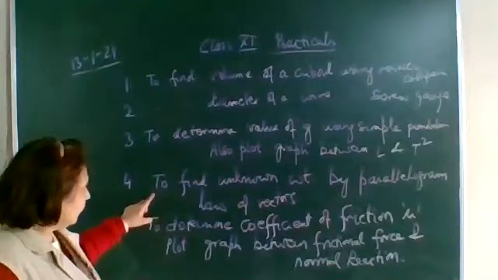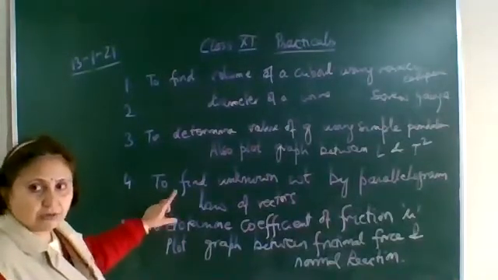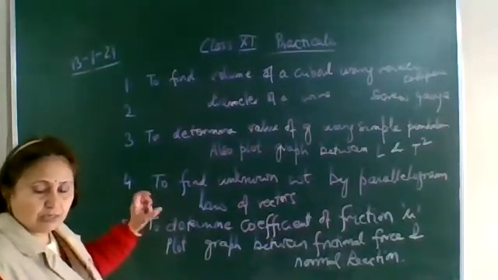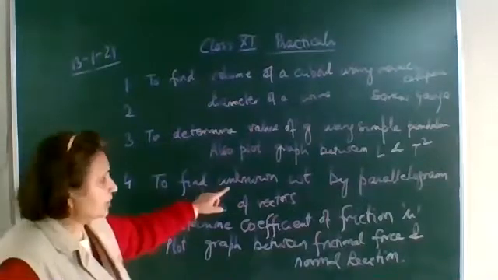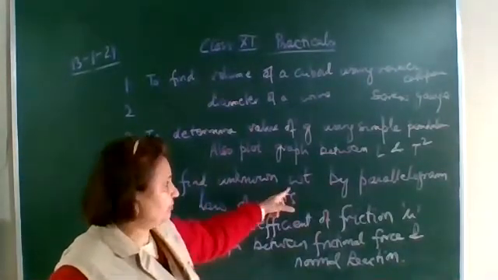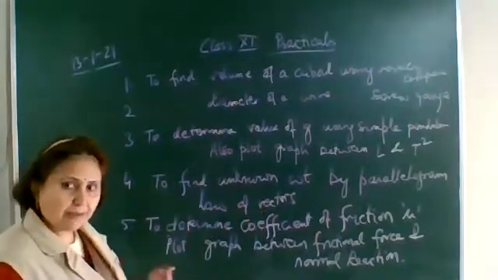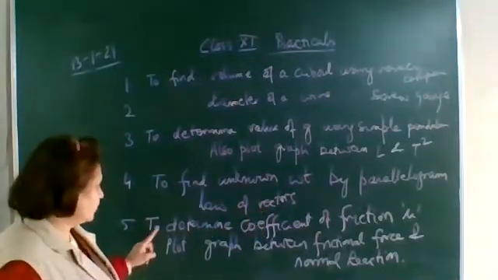The next experiment is to find an unknown weight. An unknown iron body will be given, and its weight has to be determined. That is, the unknown weight of the body using parallelogram law of vectors. Parallelogram law of vectors we have already studied.